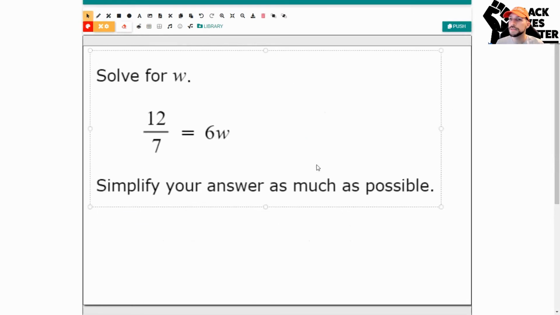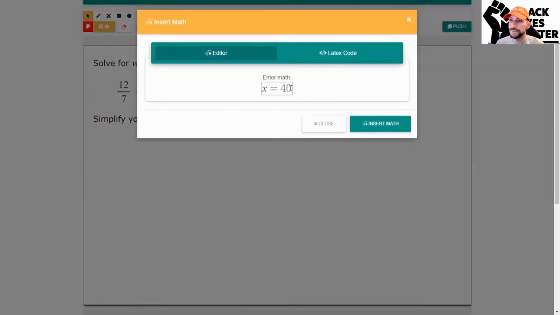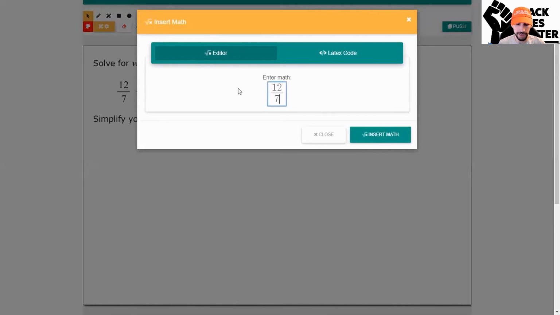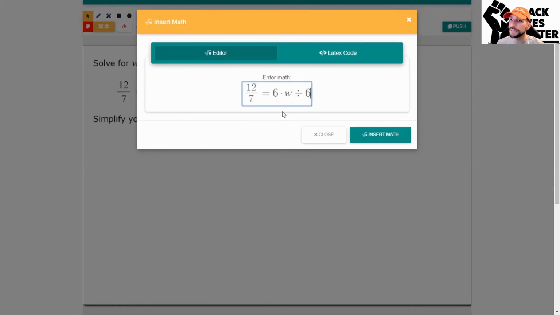Another one. So solve for w. I mean, get w by itself. Hey, this one is easier. So w is being multiplied by 6. Let's rewrite this. 12/7 is equal to 6w. A coefficient in front of a variable, in other words, anything in front of a variable means multiplication. So the opposite operation of multiplication is division. We're going to be dividing by that same number.